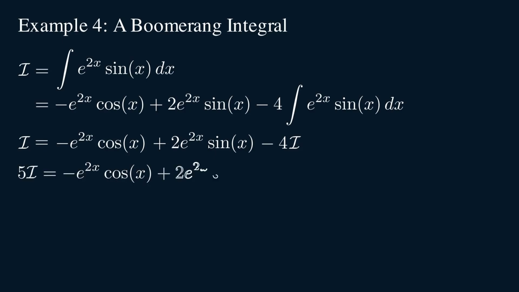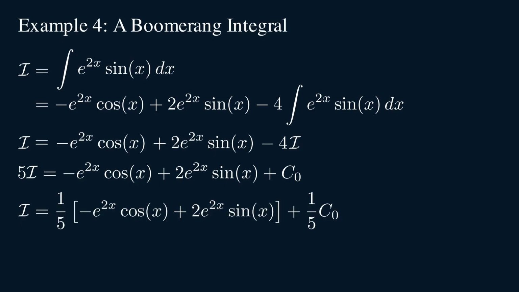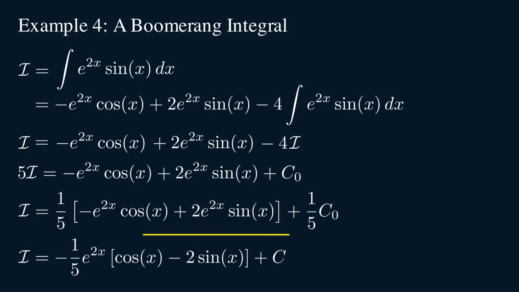Adding 4I to both sides, we find the expression for 5I. And include c0 as the constant of integration. Now, we multiply both sides by 1 over 5 to solve for I. Finally, we simplify the expression and denote 1/5 of c0 by c.